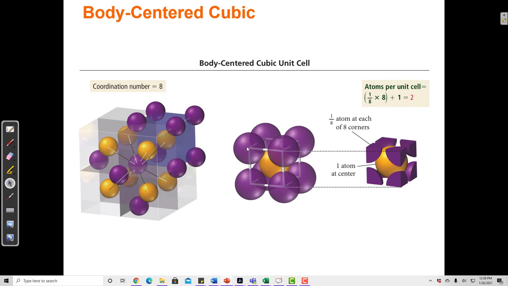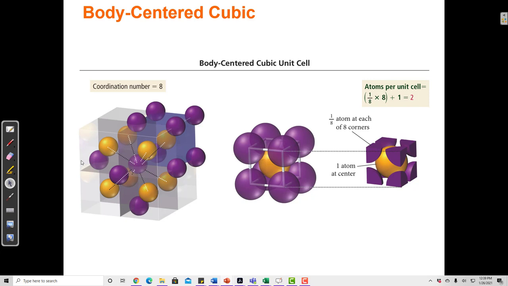So the purple ones are not completely inside the box. Only 1/8 is inside the box. But the gold one, the whole atom is in the box. So I have 8/8 and one gold atom. So 8/8 is 1, plus the one that's sitting right in the middle equals 2. So in a body-centered cubic, there are, on average, 2 atoms per cell.